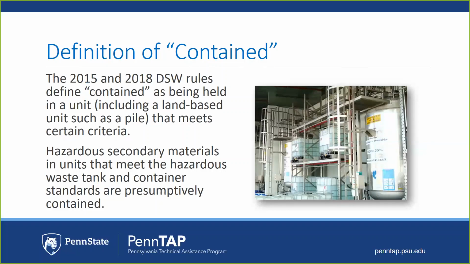The unit is properly labeled or otherwise has a system, such as a log, to immediately identify the hazardous secondary materials in the unit, and the unit holds hazardous secondary materials that are compatible with other hazardous secondary materials placed in the unit and is compatible with the materials used to construct the unit and address any potential risks of fires or explosions. Finally, hazardous secondary materials in units that meet the hazardous waste tank and container standards are presumed to be contained.